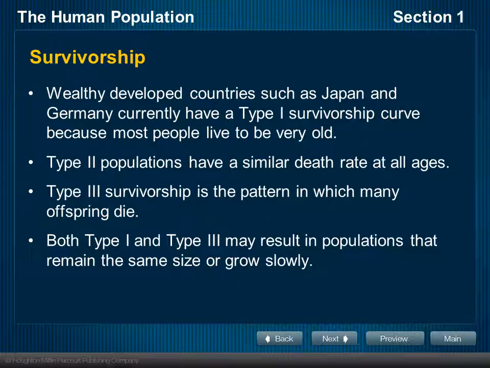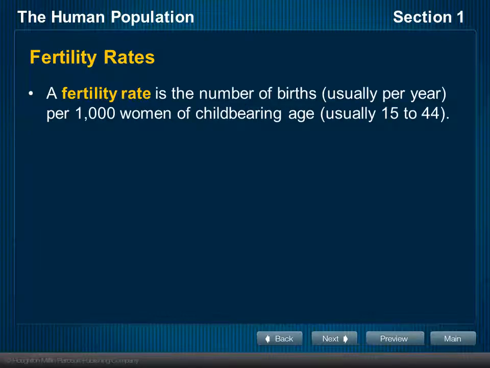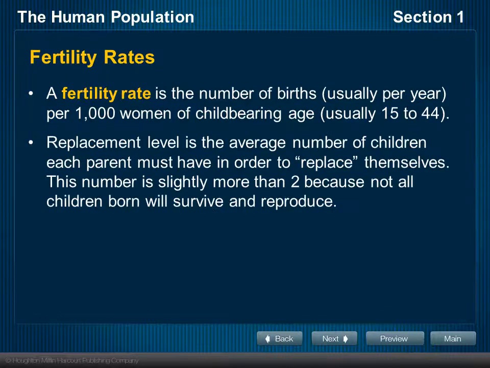And type 1 and type 3 are the types of survivorship that can result in populations that remain the same size or grow slowly. We also talk about fertility rates, and fertility rate is the number of births per year per 1,000 women of childbearing age. And in terms of demographics, we're going to restrict childbearing age to between 15 and 44. Now, obviously, in terms of biology, physiology, even anecdotally, we know that women can get pregnant before they're 15. We know that they can get pregnant after they're 44. But statistically, the chances really drop off before 15 and after 44. So we consider, demographically speaking, those the childbearing years.